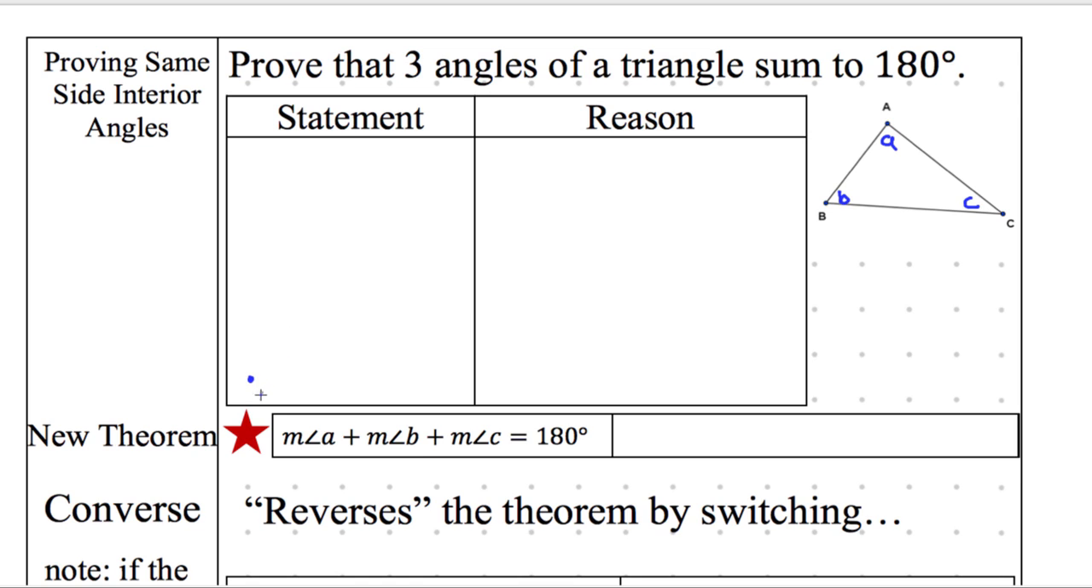Thank you, Chewy. So, is it measure of angle A plus measure of angle B plus measure of angle C equals 180 degrees? Okay, there it is. Thank you, Chewy. Why are we writing that if it's already down there?